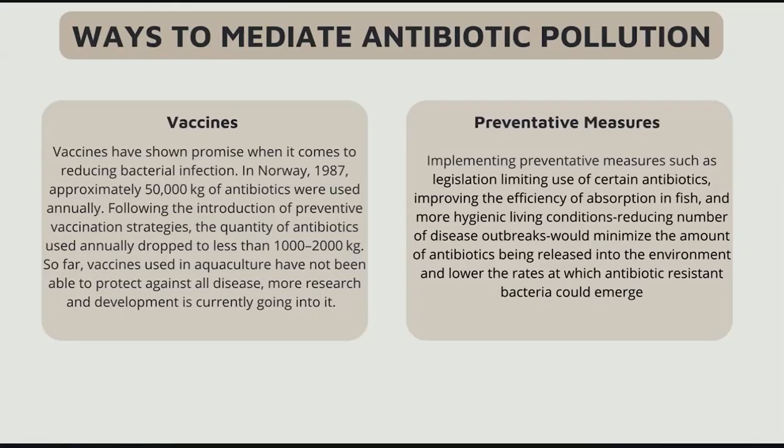And another way to reduce pollution in general is by preventative measures, such as legislation limiting the use of certain antibiotics, improving the efficiency of their absorption in fish, and more hygienic living conditions, which reduces the number of disease outbreaks, which would minimize the amounts of antibiotics being used and therefore released into environments. And this lowers the chances of antibiotic resistant bacteria emerging.